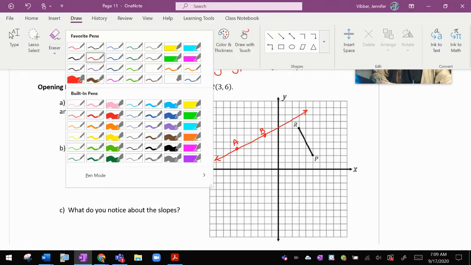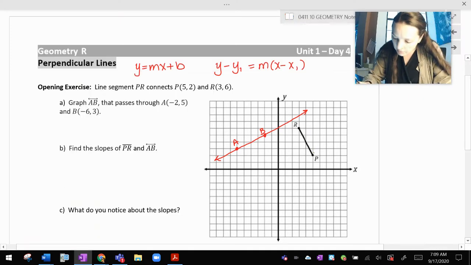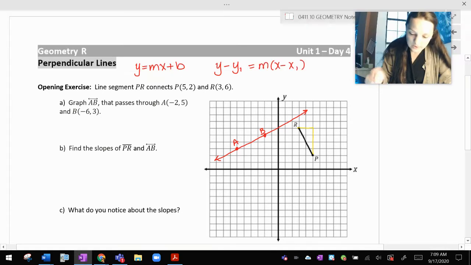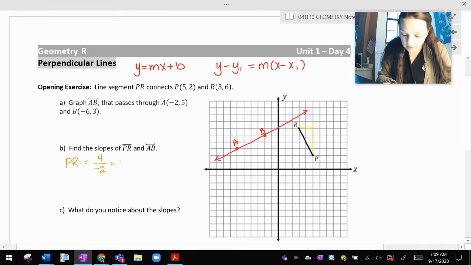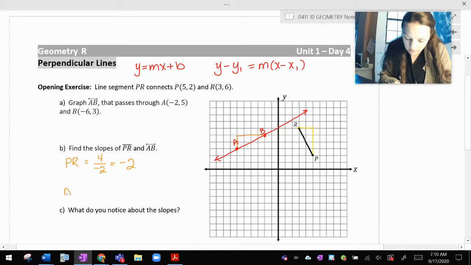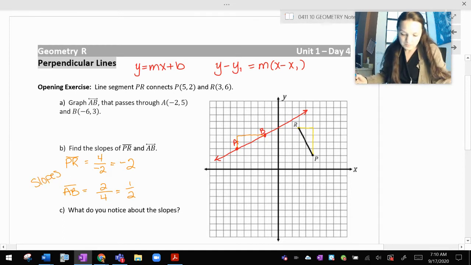Okay, I can do that. And since I have a picture, I'm going to do it with the picture. So PR goes up 1, 2, 3, 4, and left 2. So PR is up 4, left 2, which makes my slope negative 2. And then AB is up 2, right 1, 2, 3, 4. Up 2, right 4, which is 1/2. And these are the slopes of each of those.